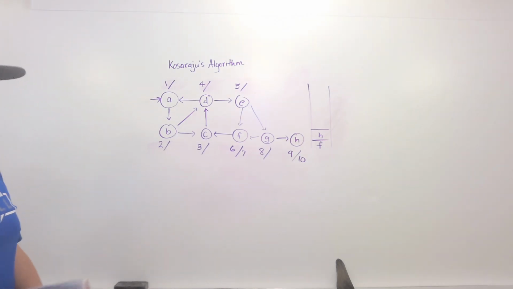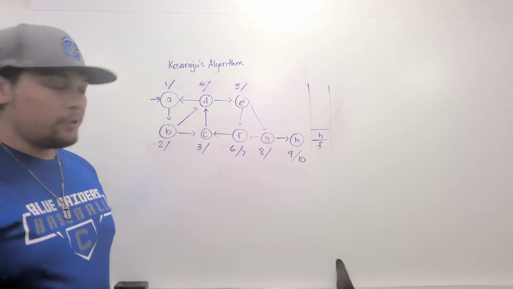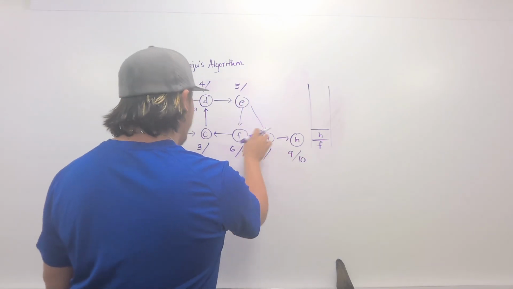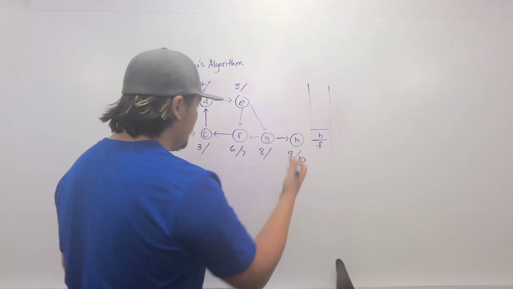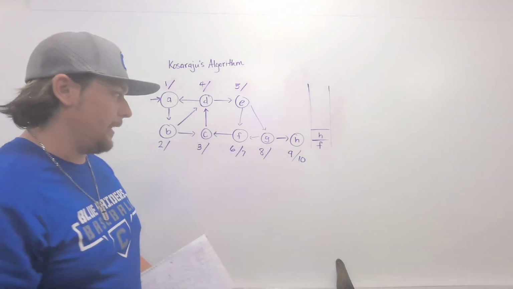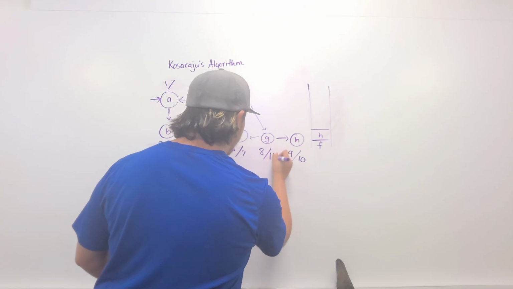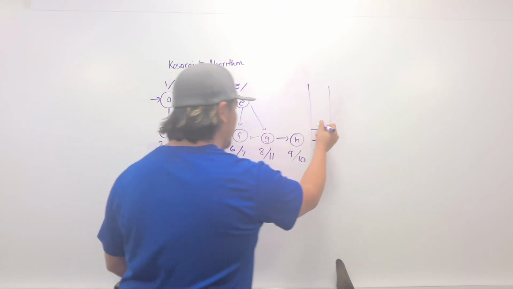So we have F, we have H. Now we're going to backtrack to G. Is there anywhere G can go? No. So this is another dead end. We're going to label the denominator with 11, and we're going to push G onto the stack.